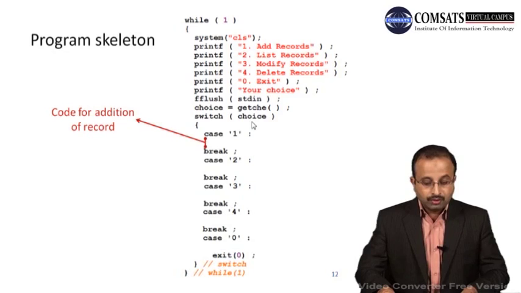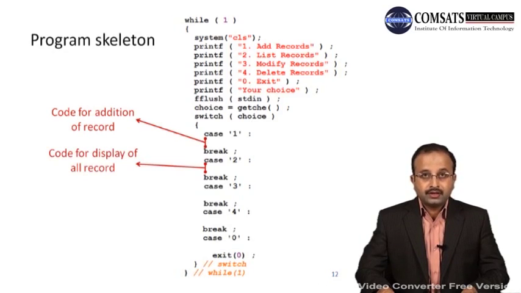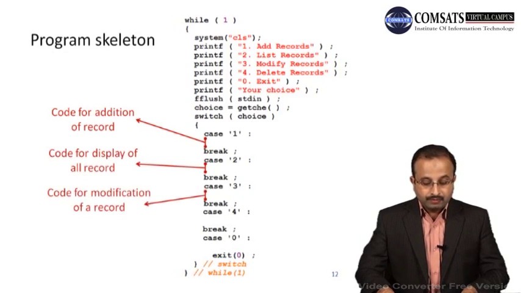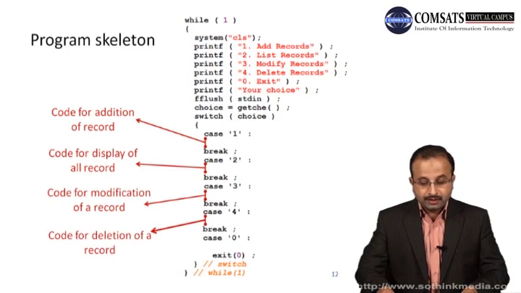So we have the code for addition of a record here, then code for display of the record here, code for modification of a record, and code for deletion of a record that goes over here. Okay, so this is a skeleton of the program.